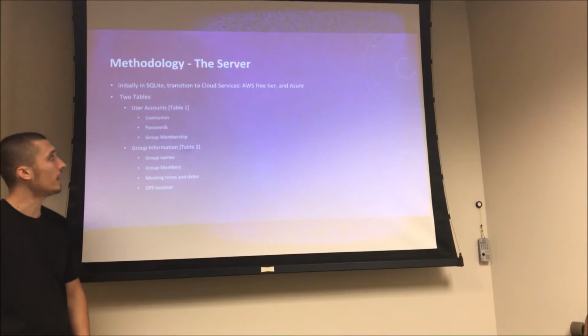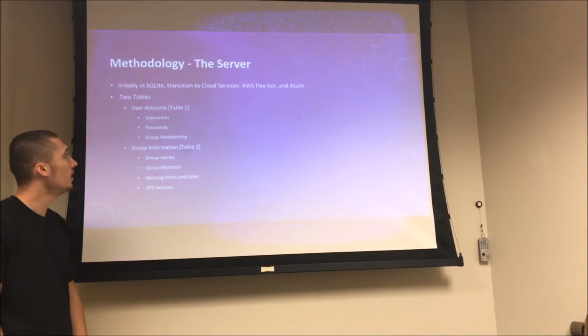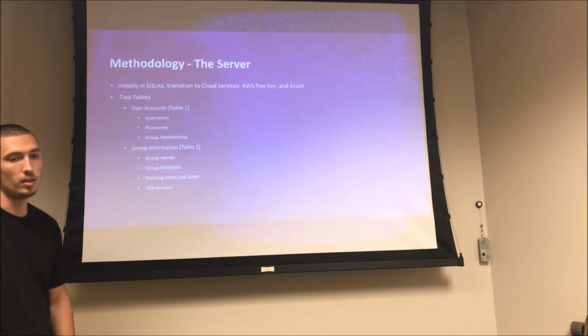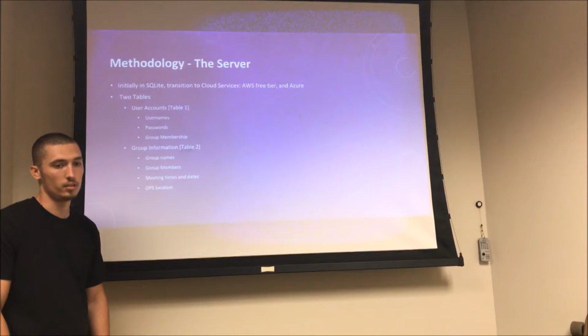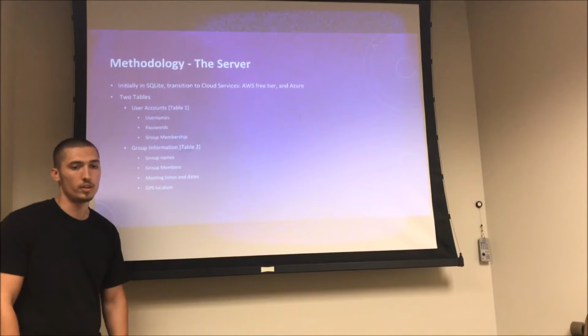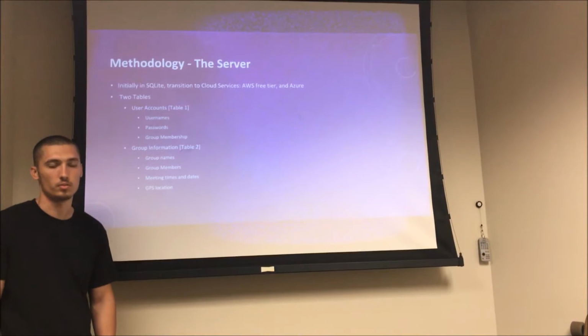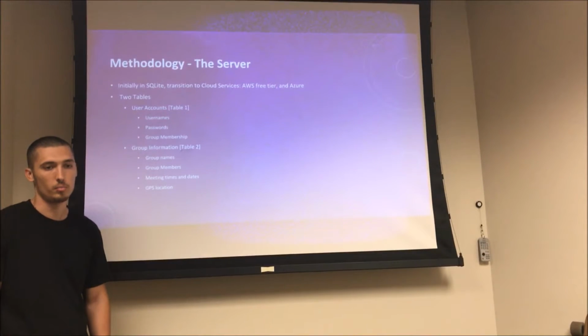Next slide. And through the server, our database is going to consist of these two tables that we mentioned earlier. It'll have a user accounts table that has usernames, passwords, group membership. And then it'll have for table 2 a group information table with group names, group members, meeting times, dates, GPS location. And a very important thing to note here is that a lot of the information that's being stored needs to have taken into account the privacy of the user, especially GPS location, usernames and passwords. And so what we will do in this project is secure this information by hashing and salting passwords and using other secure methods of storing this data.